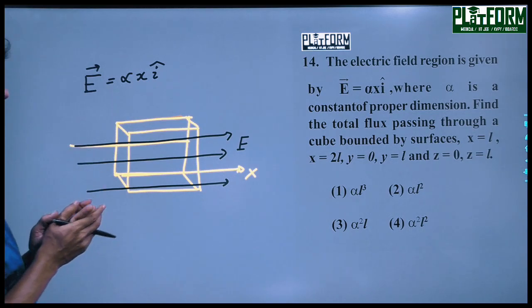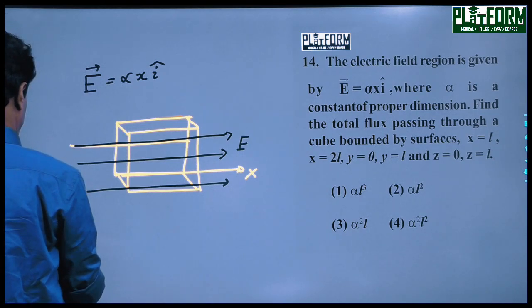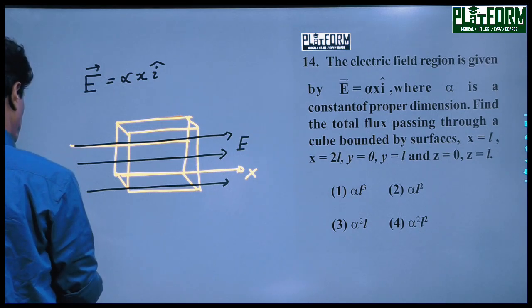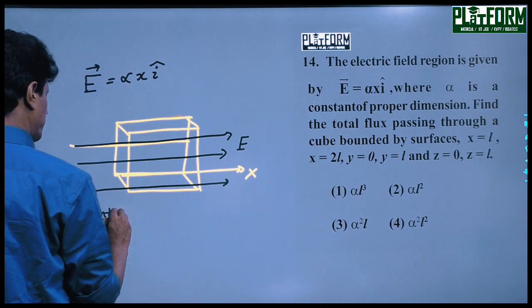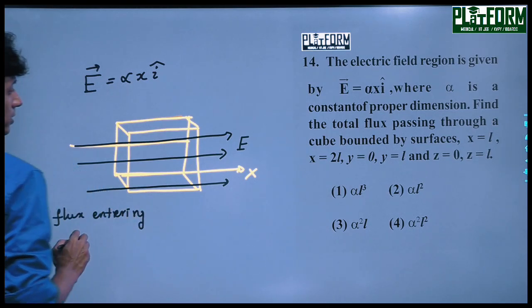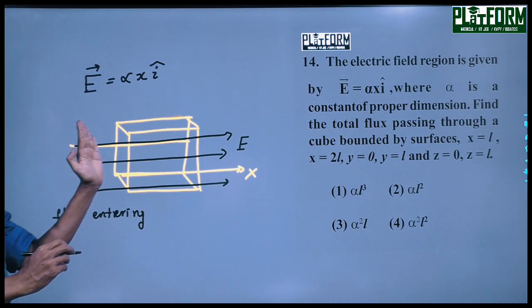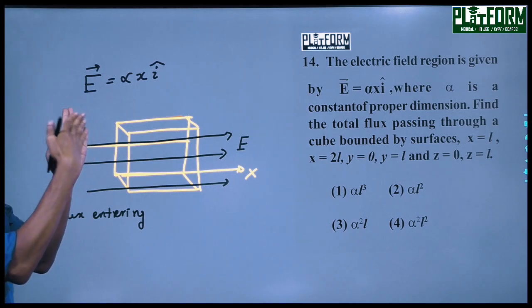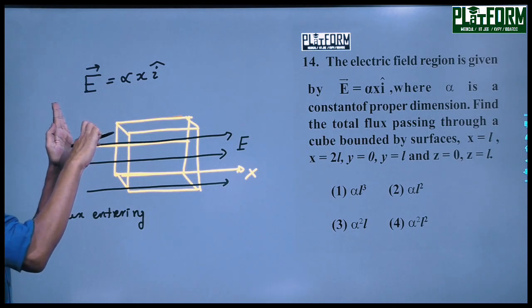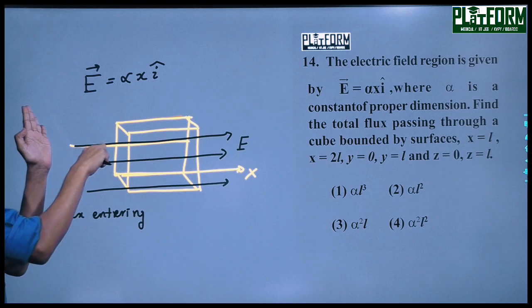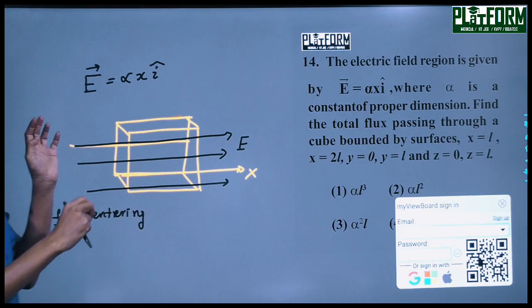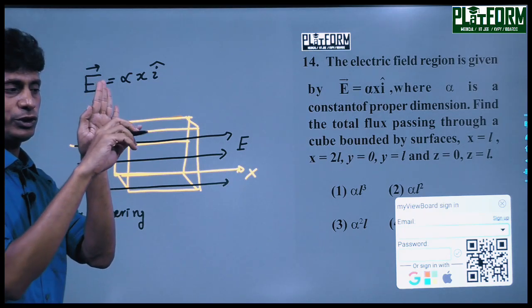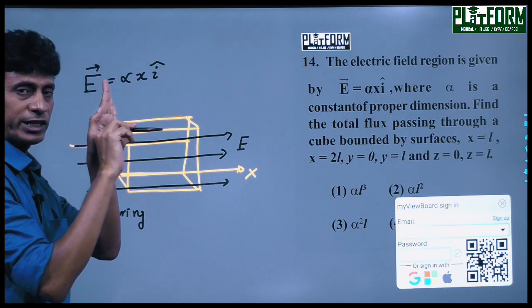So electric field entering, E1, flux entering through the YZ plane of the cube. The area is L square, and the perpendicular to the surface is along the x-axis. This surface is a vector quantity, an areal vector. So if we draw a normal, the direction of the normal is the direction of the areal vector.